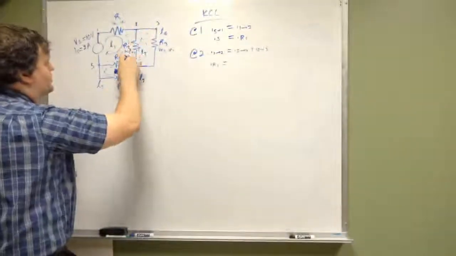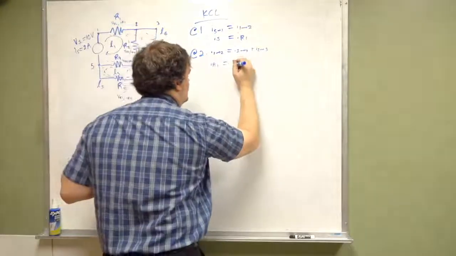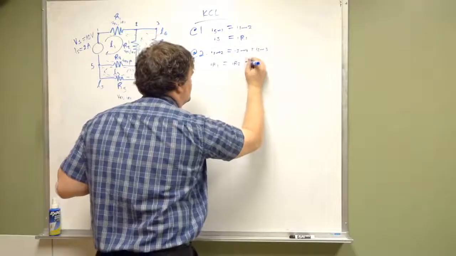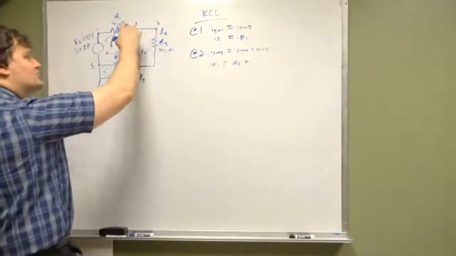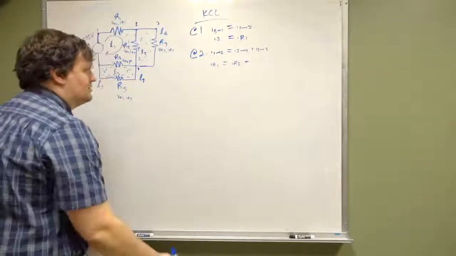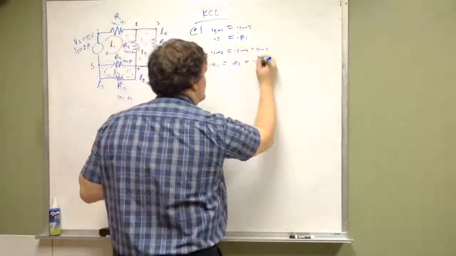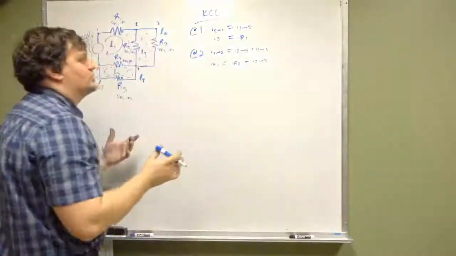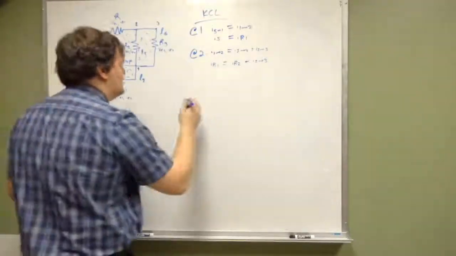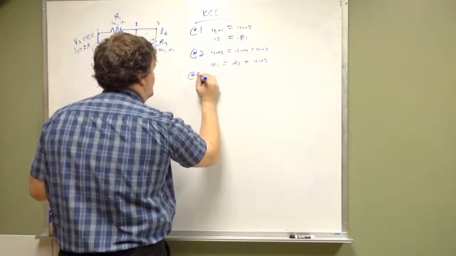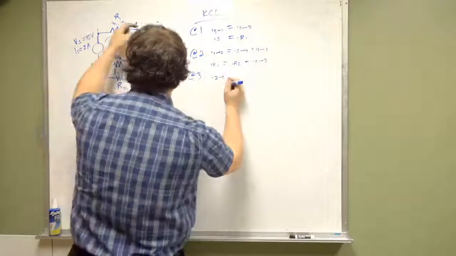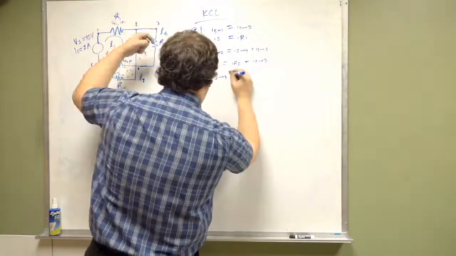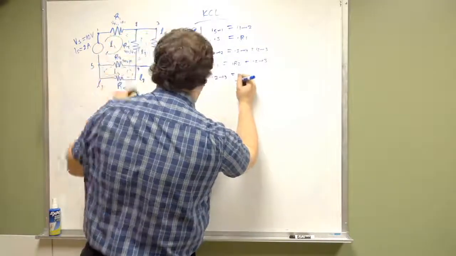That is the current going through R2, IR2, plus I2 to 3. Well, at this point, we don't know how much current is going there, so I'm just going to leave this as I2 to 3 because we don't really know that. Now, at 3, we have I2 to 3 coming in, and then we have I3 to 4 going out.